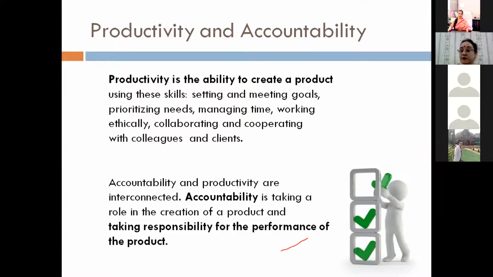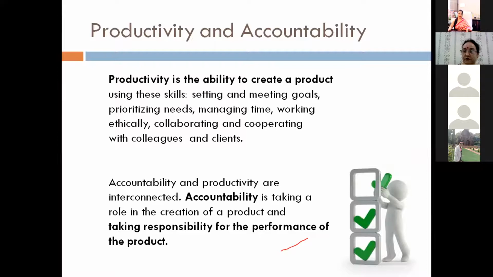For whatever we do, we just think of productivity, that if I do these actions, what would be the end result? What would be the learning outcome? What will be the product that will be created? What is the goal that is to be met? So you have to have the ability to create a product using all these skills, setting and meeting goals, whatever goals you have set.